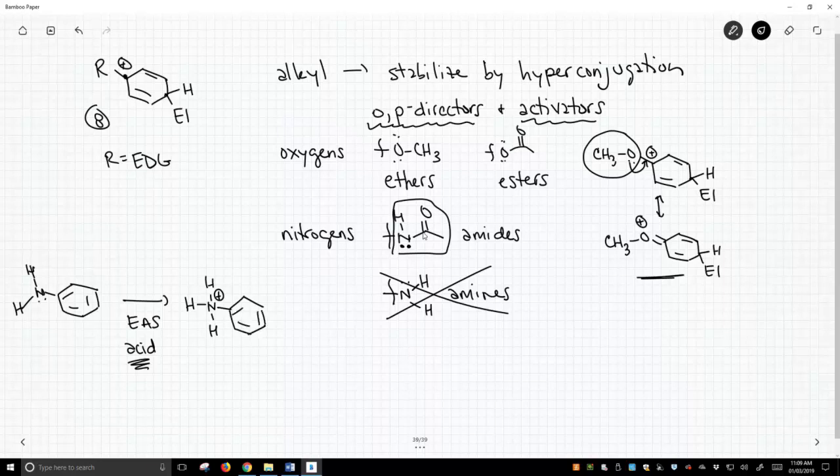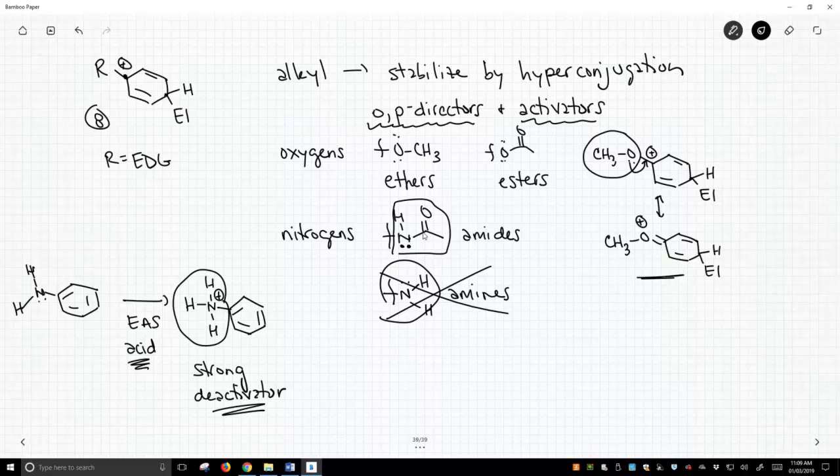And once you protonate that nitrogen, this is no longer a potential activating ring. In fact, it's a strong deactivator. So, in theory, even though amines should be good activators and ortho-para-directors, the fact is they get protonated and they're terrible. And it's just an artifact of the fact that we're under acidic conditions. Other nitrogens, oxygens, alkyl groups, those are all great ortho-para-directors and activators for electrophilic aromatic substitutions.